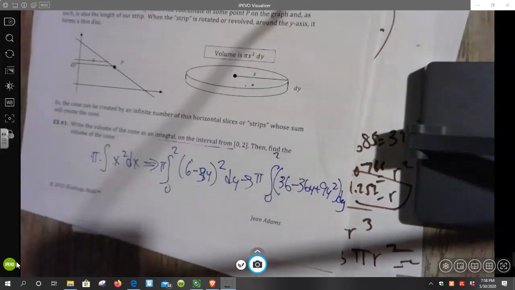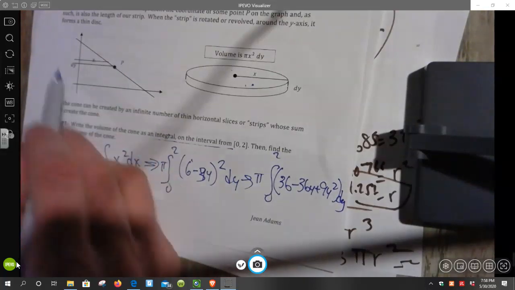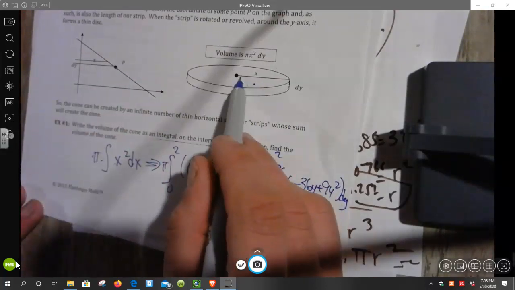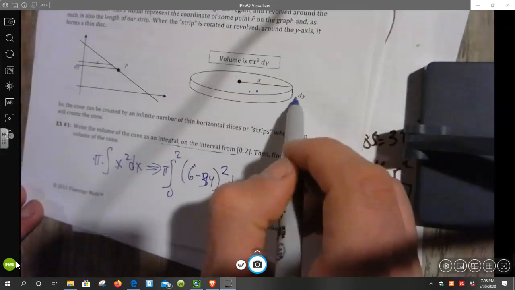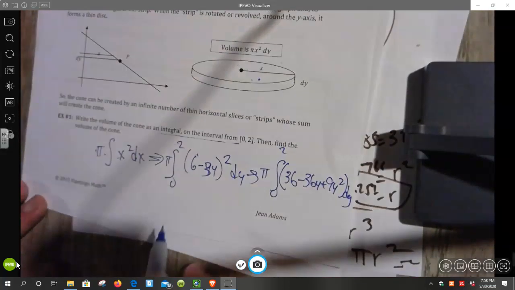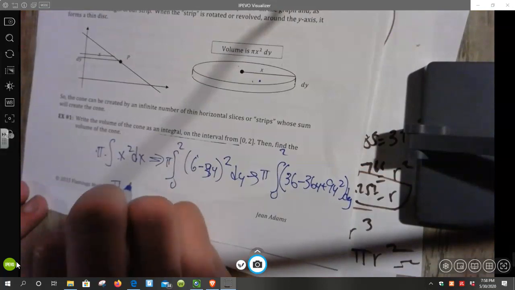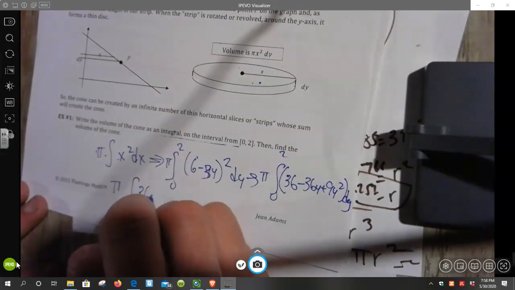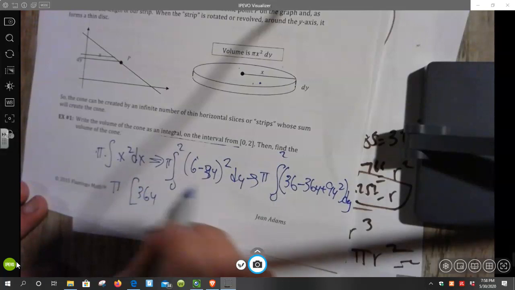Alright, so we multiply out this double distributive property. Now we have things in terms of y because we're revolving around the y-axis. It's pi radius squared and then times this thickness here to give us a three-dimensional disk. So it's going to be pi 36y. So now we're integrating. We're integrating here to here.